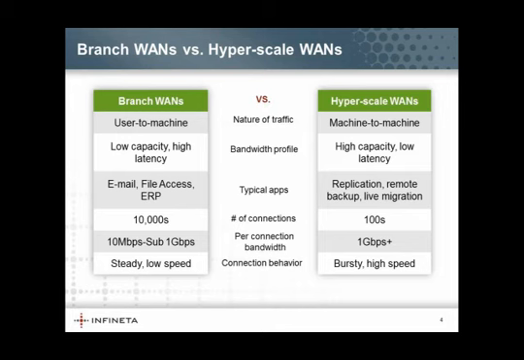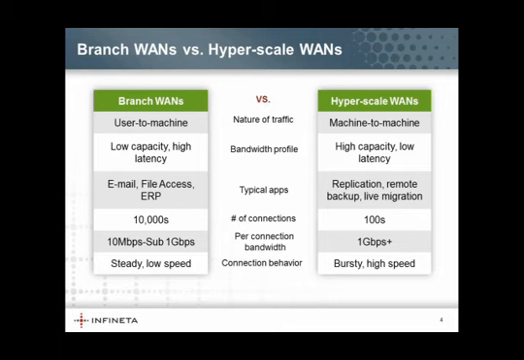Each of these connections or flows may scale all the way up to a gigabit per second. So there are fewer flows, but each one of them is bursty, it's higher speed, it's very aggressive, and in some cases they are very latency sensitive. So clearly the problem set for the hyperscale WAN is markedly different from the branch WAN scenario.